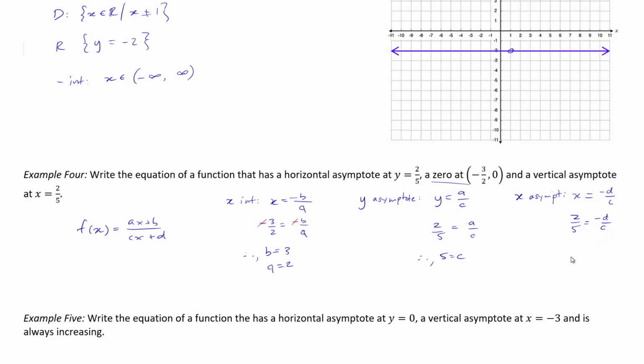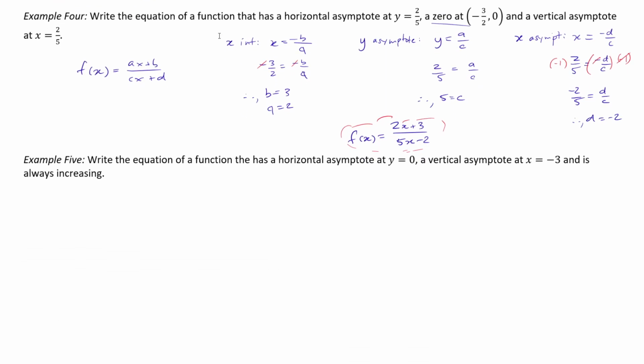So therefore d, right, if I multiply both sides by -1 times -1 times -1, that would cancel the negative. And so then I would have -2 over 5 is equal to d over c. Well, I already know that 5 is equal to c, so therefore d is equal to -2. And then I can just write in my function, right? So therefore f of x, ax plus b, so my a was 2, 2x plus 3, all over 5x minus 2. And there's the equation of the function.